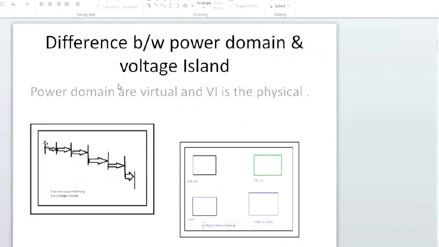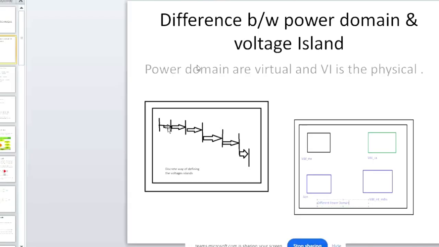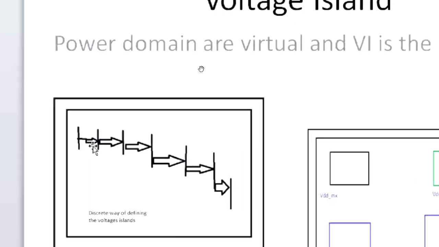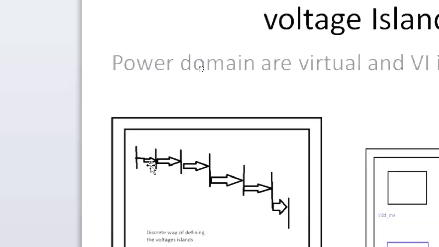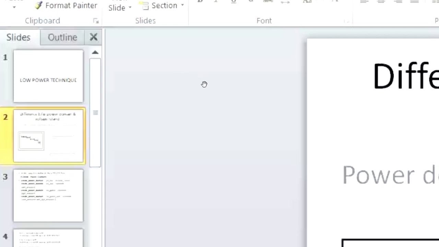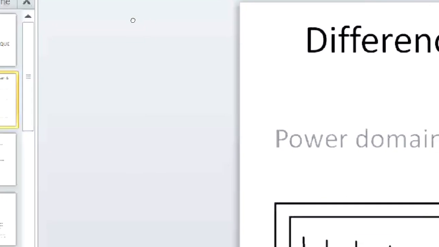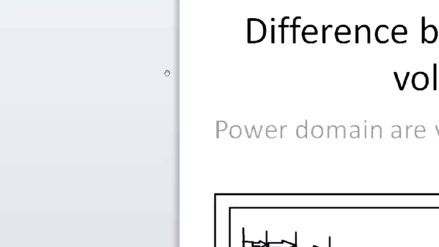We are inserting the buffer. So it is defined: buffers are placed in between the discrete domains. Inserting the buffer basically increases the signal strength and the transition, because we are seeing congestion and voltage drop in that region. Because of that, for this transition, we are using the buffer in between the discrete domain and the voltage identifications.